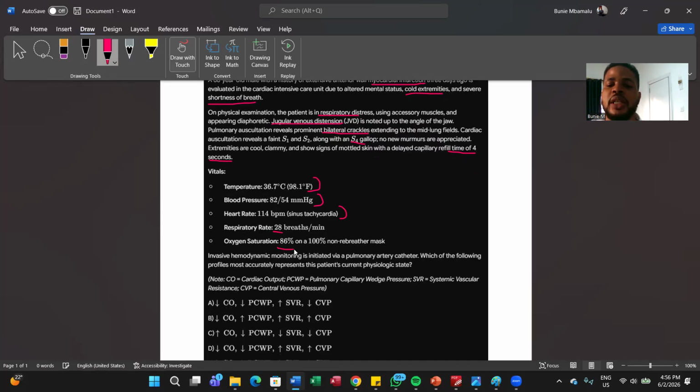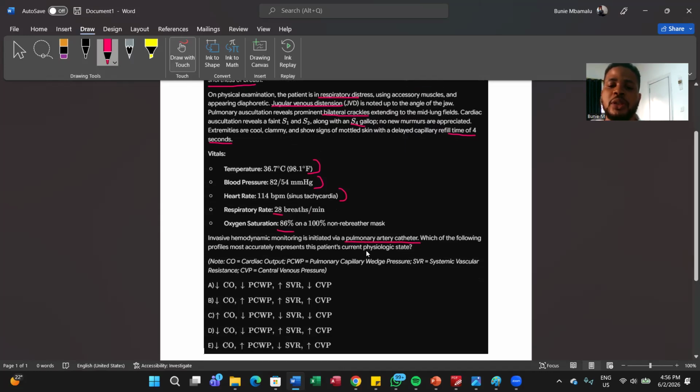oxygen saturation, that's 86%, even though the patient is on oxygen. This ties in very well with the pulmonary congestion, right, with reduced diffusion of oxygen because of likely the blood that isn't able to get into the left side of the heart and then into the arteries. So we've done invasive hemodynamic monitoring via pulmonary artery catheter, which gives us a PCW.